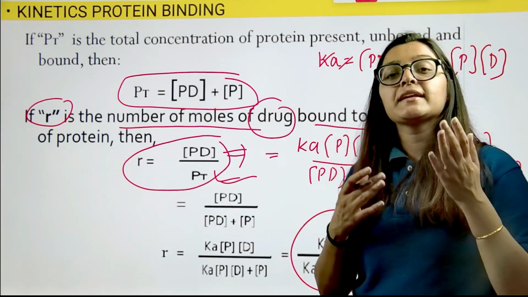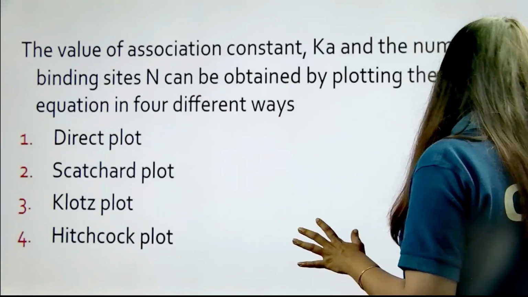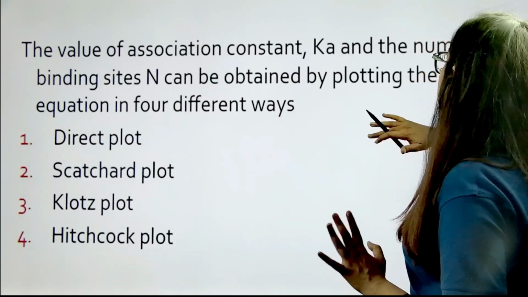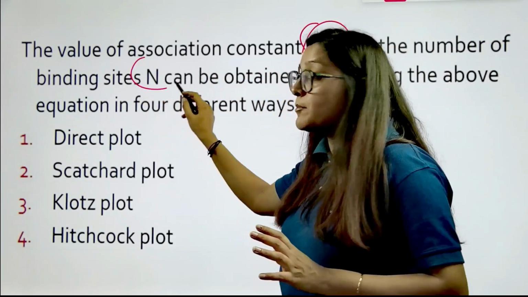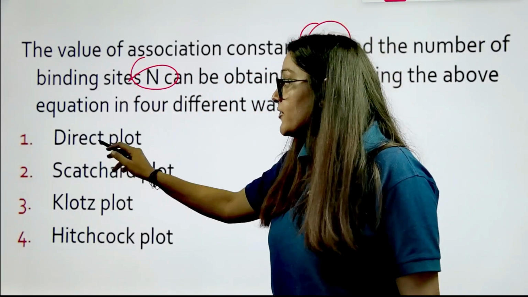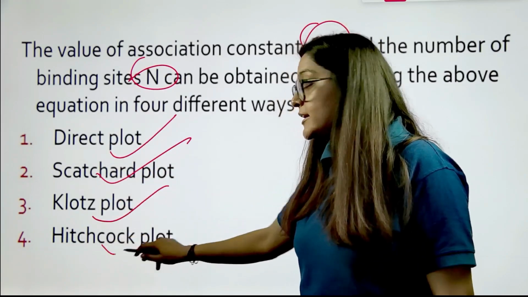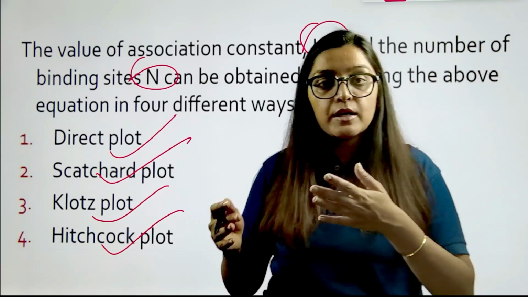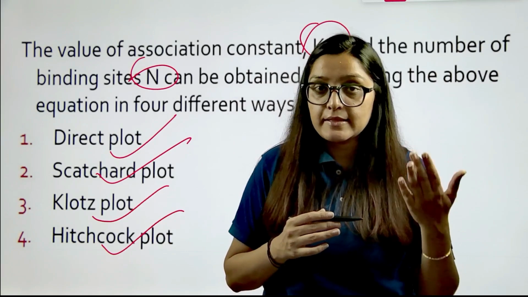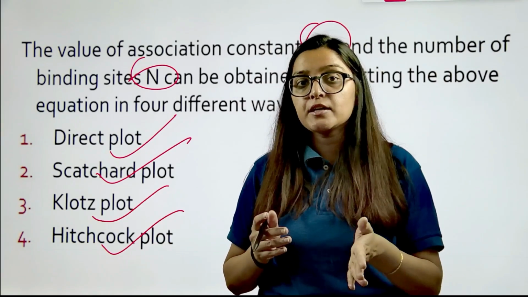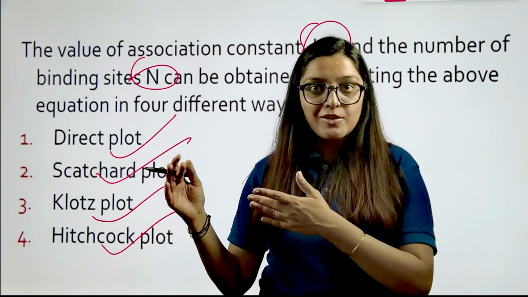Using these equations, we can have a lot of different things. It is very important to get these plots. So there are four different ways by which you can calculate your Ka. Association constant includes the number of binding sites, and as well you have a direct plot, a Scatchard plot, a Klotz plot, and a Hitchcock plot. Now we have a Sandberg plot also. These plots differ in their main consideration. Are they talking about the free drug concentration, or are they talking about the number of binding sites? That is a separate topic to watch.